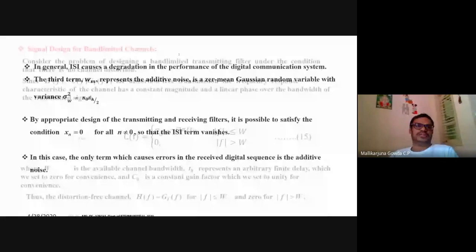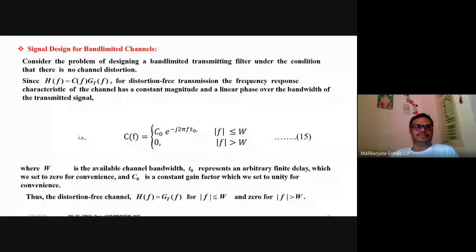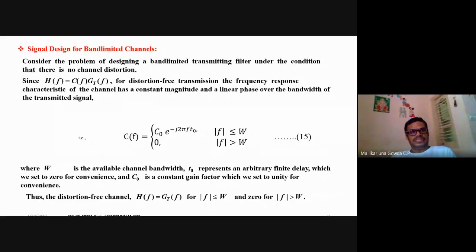Okay, next we will be talking about signal design for band limited channels. Now let us consider the problem of designing a band limited transmitting filter under the condition that there is no channel distortion.